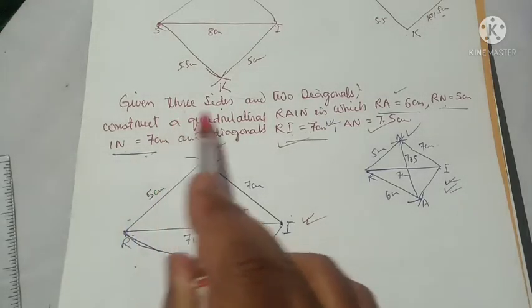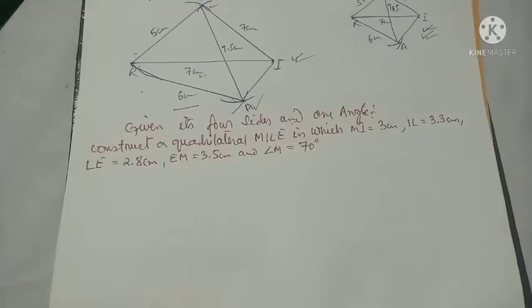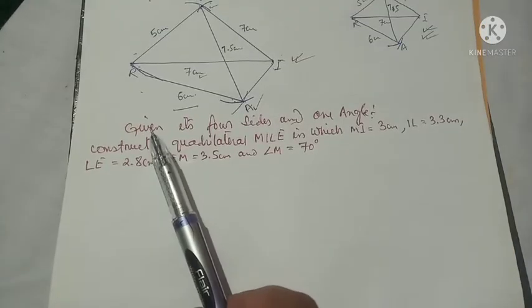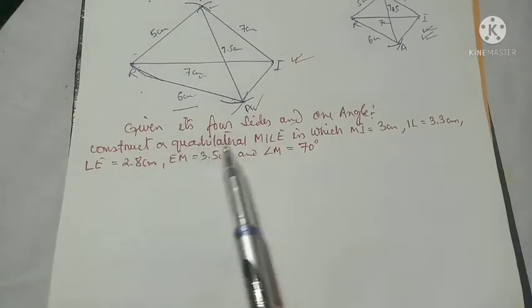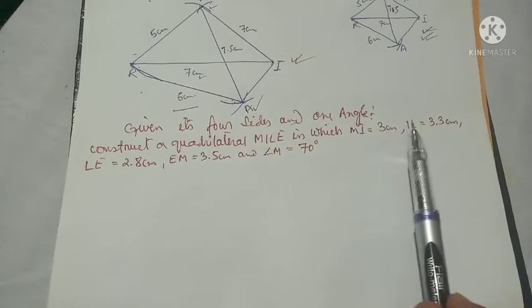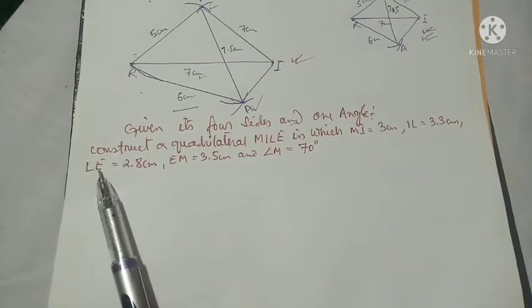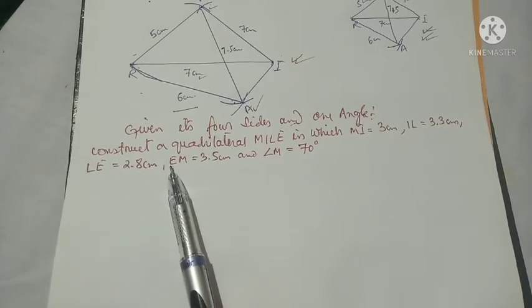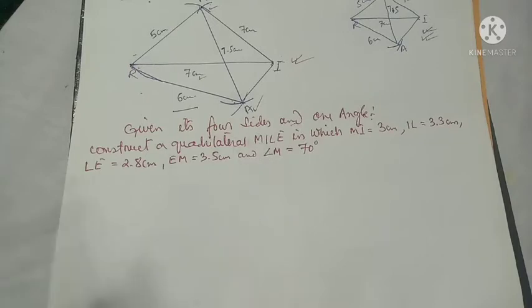This is an example for when the 3 sides and the 2 diagonals are given. Okay, then next we will have another example. Now this is the third example, given 4 sides and 1 angle. Construct a quadrilateral MILE in which MI is equal to 3 centimeter, IL is equal to 3.3 centimeter, LE is equal to 2.9 centimeter, EM is equal to 3.5 centimeter and measure of angle M is equal to 70 degree.